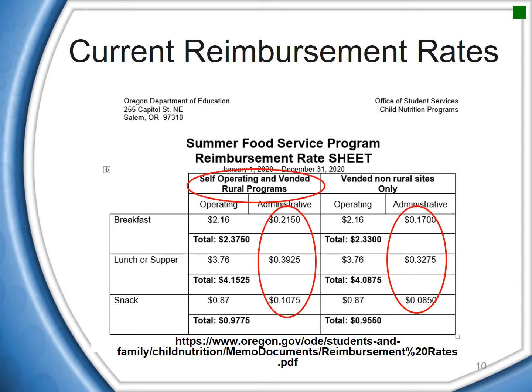Self-preparation or self-operating sponsor means a sponsor which prepares the meals that will be served at its sites and does not contract with a food service management company for unitized meals with or without milk or for management services. Vended sponsor means a sponsor which purchases from a food service management company the unitized meals with or without milk which it will serve at its sites, or a sponsor which purchases management services subject to the limitations set forth in section 225.15 from a food service management company. Additional information on determining rule designations will be provided in a later slide.